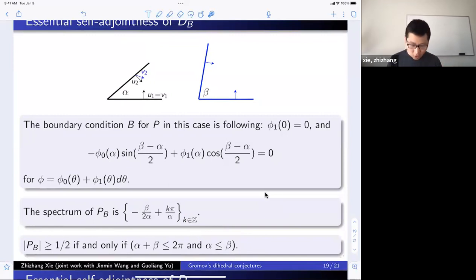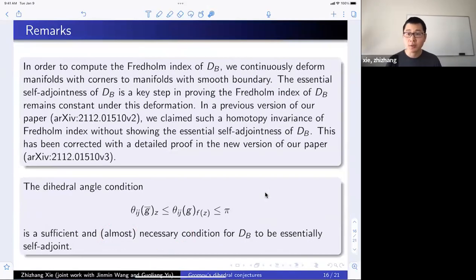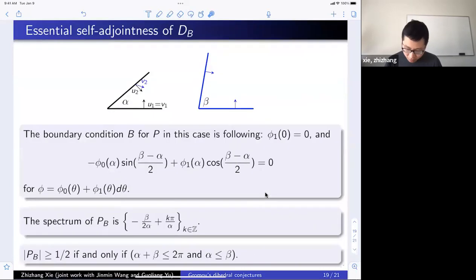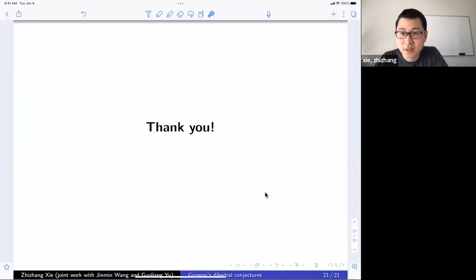Okay, this is essential. As I said, this is if and only if. So roughly speaking, this is almost a necessary condition. Okay, but anyway, what about the higher dimensional case? In a higher dimensional case, the link is a sphere, so you have positivity. By this Gallot-Meyer inequality on forms, you will have a lower bound. That gives you the spectrum gap again in a higher dimensional case. Okay, and that's the end.